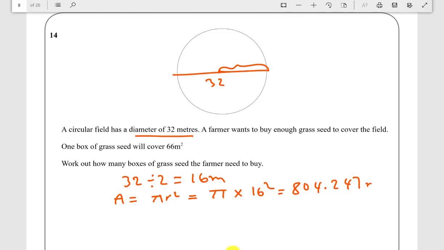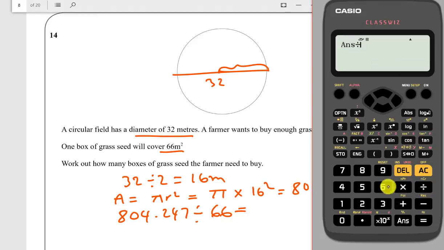So meters squared. Now we found the area of the field, and now 1 box of grass seed will cover 66 meters squared. So we need to find out how many boxes of grass seed we'll need to cover this much area, 804.247. So we just divide the total area, 804.247 divided by 66, is equal to 12.18.